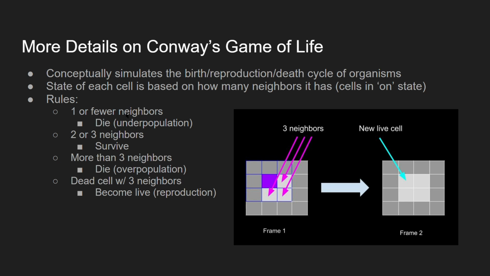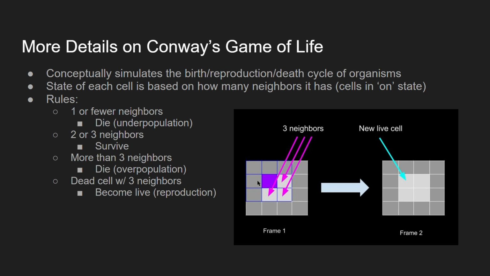So the rules are relatively straightforward. They can be boiled down to these 4 rules. If you have 1 or fewer neighbors, you die, which represents underpopulation. If you have 2 or 3 neighbors, you survive, which means you just stay where you are, nothing happens. If you have more than 3 neighbors, you die, simulating overpopulation. And if you have 3 neighbors and you're not alive, you become live, which basically represents reproduction.